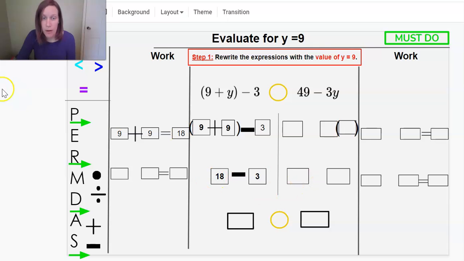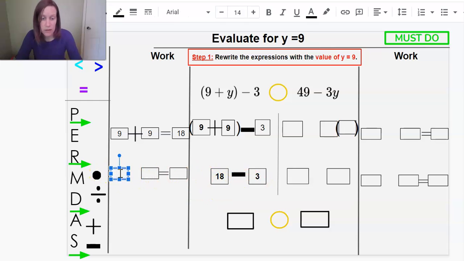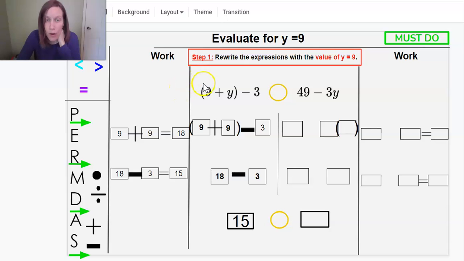So now I have to look at my order of operations. I don't have any more parentheses. I didn't have any exponents or radicals. I don't have any multiplication or division. I just have subtraction now. So that's what I'm going to do next. 18 minus 3, which equals 15. So 9 plus y minus 3 when y equals 9 is 15.